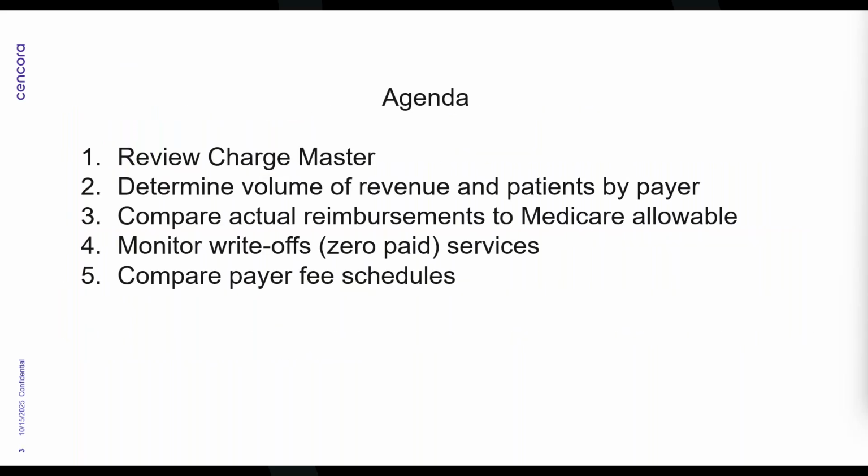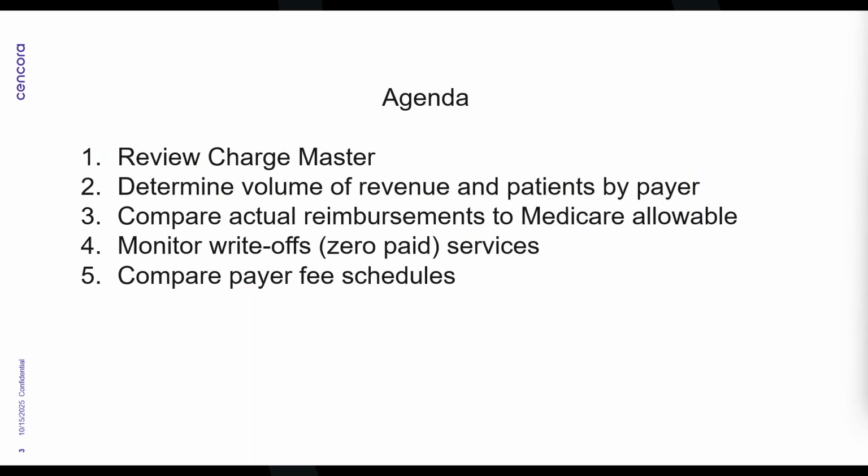So here's today's agenda. We're going to start with reviewing your charge master, which is going to be the first step in evaluating contracts because this provides something to measure all of the insurance contracts against. And then the second step is going to be to determine the volume of revenue and patients by payer because you're going to want to focus on your top volume payers.